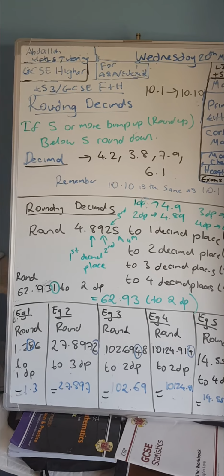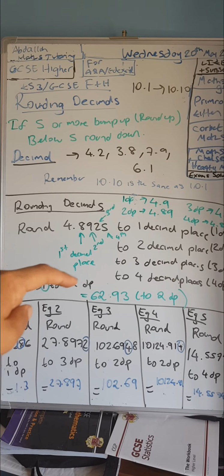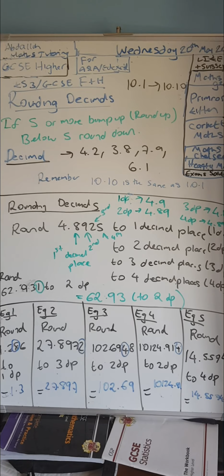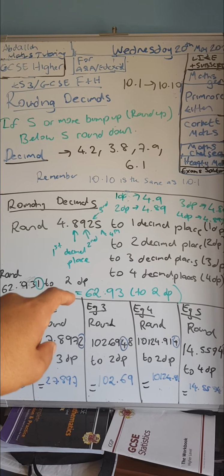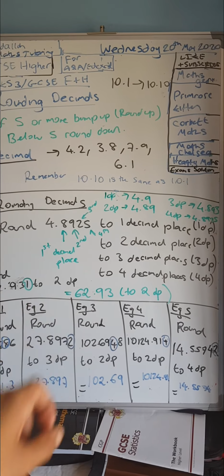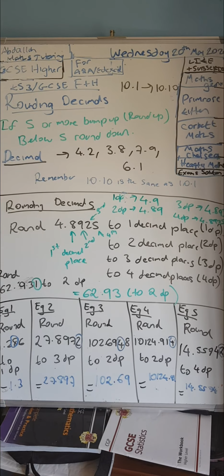Right, it says round 62.931 to 2 decimal places, 2 dp. dp is just an abbreviation for decimal places. So it's 62.93, because the 1 there is below a 5, so I round down.